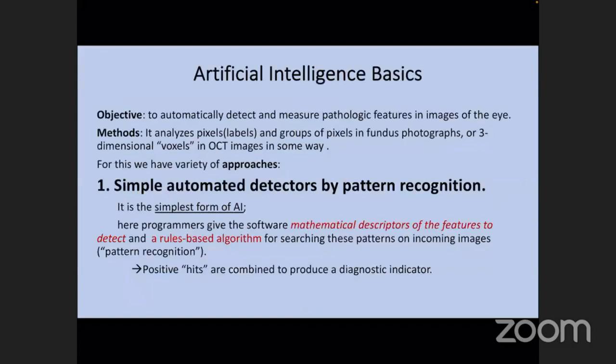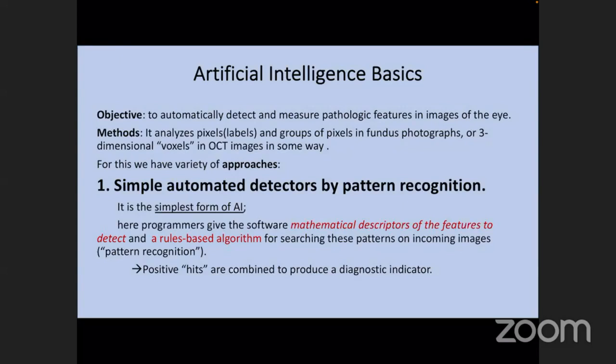So what is actually this technology? The objective of this AI is to automatically detect and measure the pathologic features in images of the eye. The methods it uses are that it analyzes pixels or labels and groups of pixels in fundus photographs or three-dimensional voxels in OCT images in some way. Now for this, we have a variety of approaches.